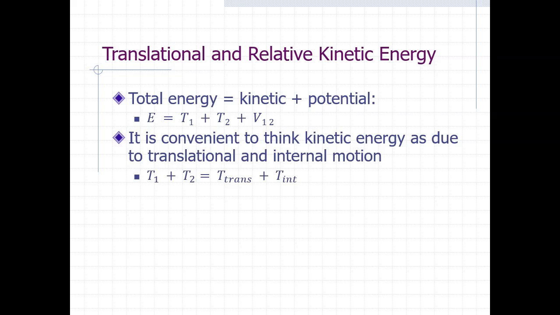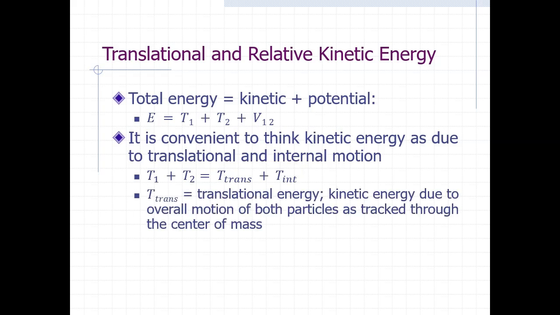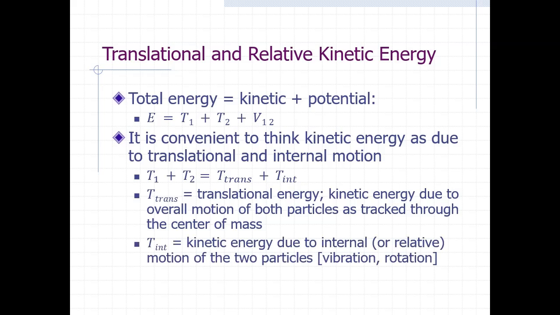In general, instead of thinking of the total kinetic energy as the sum of kinetic energies of the particles, it is more convenient to think of the total kinetic energy as a sum of translational and internal components. The translational energy can be thought of as the kinetic energy due to the overall motion of the two particles as tracked through their center of mass. And the internal energy is the kinetic energy due to motion of the particles relative to each other. Thus, internal energy is also referred to as the relative energy. The relative motion of the two particles can be described as vibration and rotation.